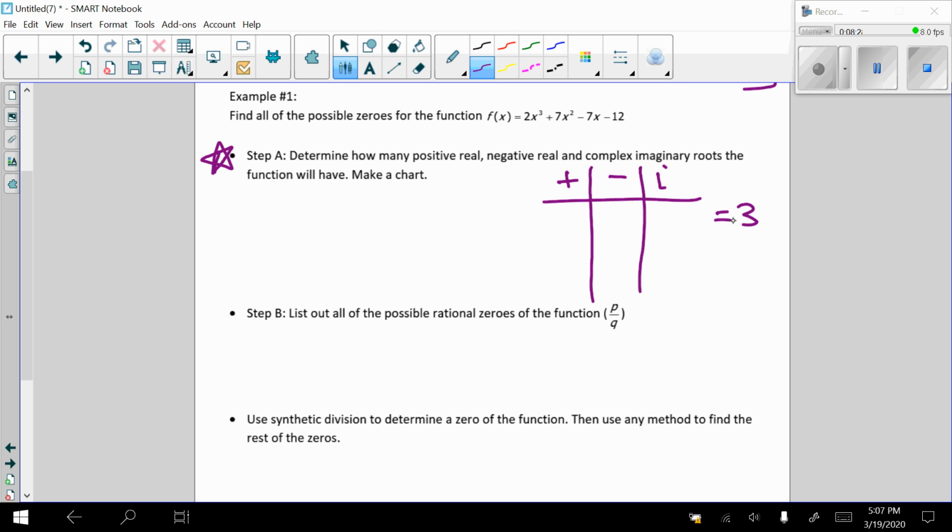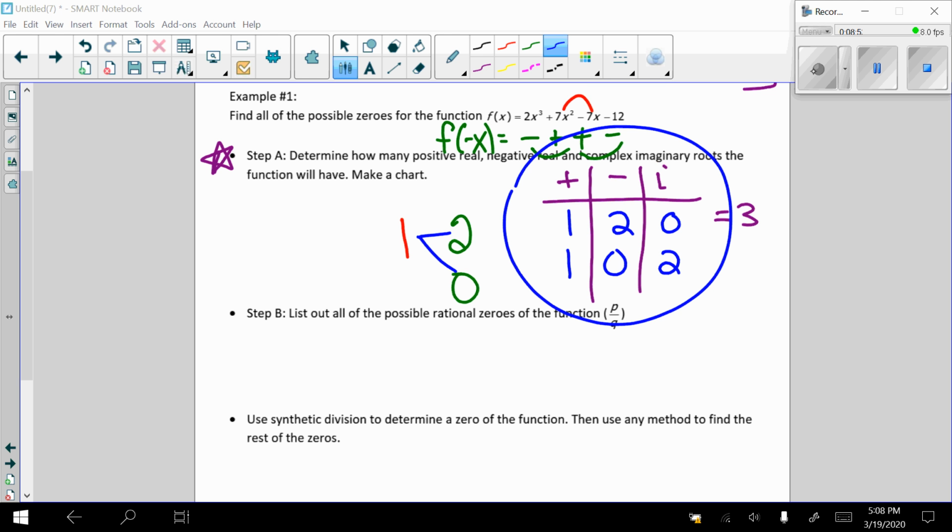Okay, so what I want you to do right now is pause the video. I want you to see if you can figure out how to do this and what the positive, negative, and imaginary number of roots might be. And then I want you to turn it back on and see if you got the same answer as me. I think you're going to do it right. I have confidence in you. You've got this. Okay, go ahead. Pause it, do it, and check back in.